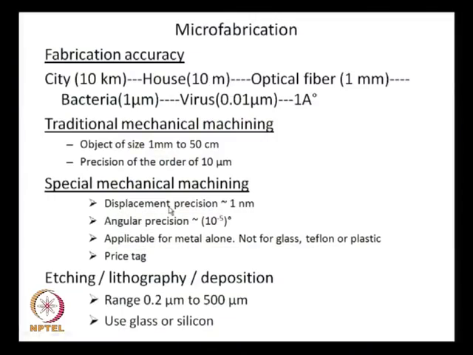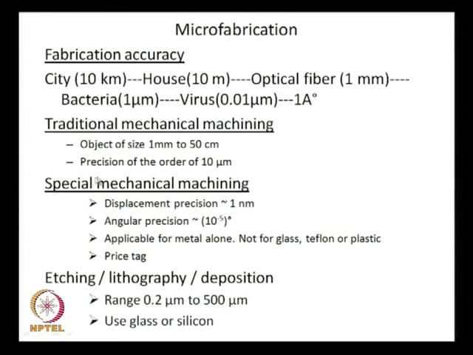Then you can have what you call a special mechanical machining, that is possible. These can have a displacement precision of 1 nanometer, angular precision of 10 to the power minus 5 degree. This is applicable for metal alone, not for glass, Teflon or plastic, and most importantly this special mechanical machining has a high price tag.